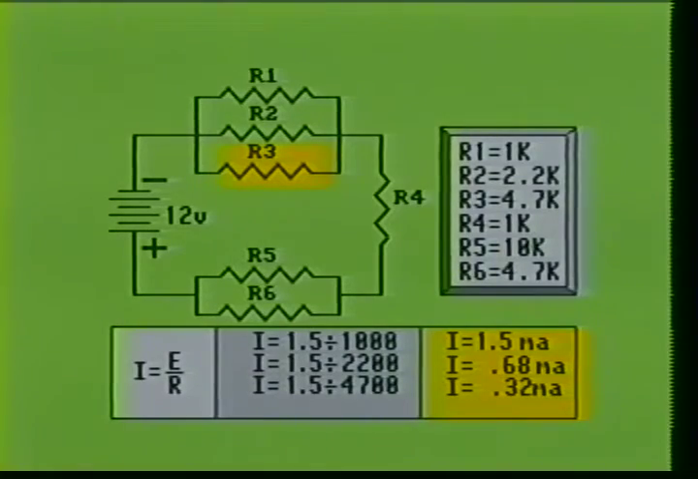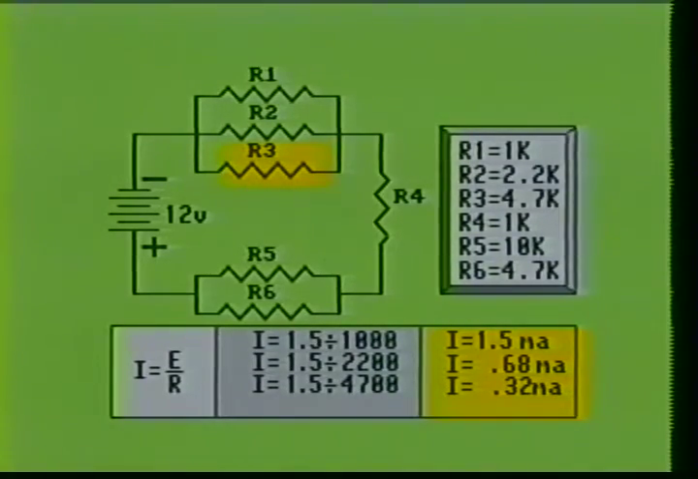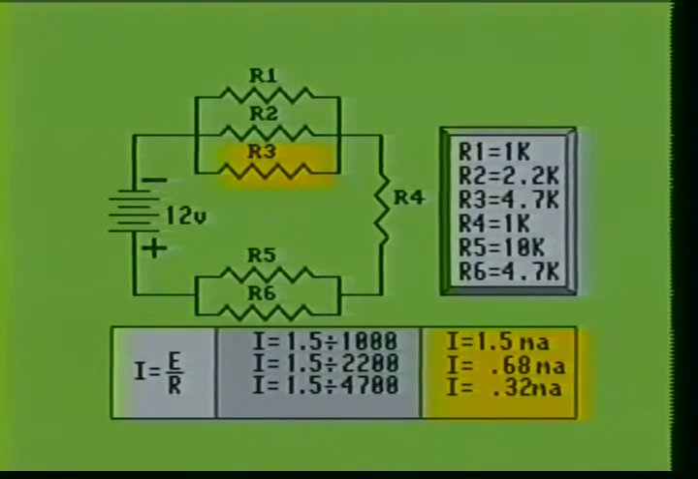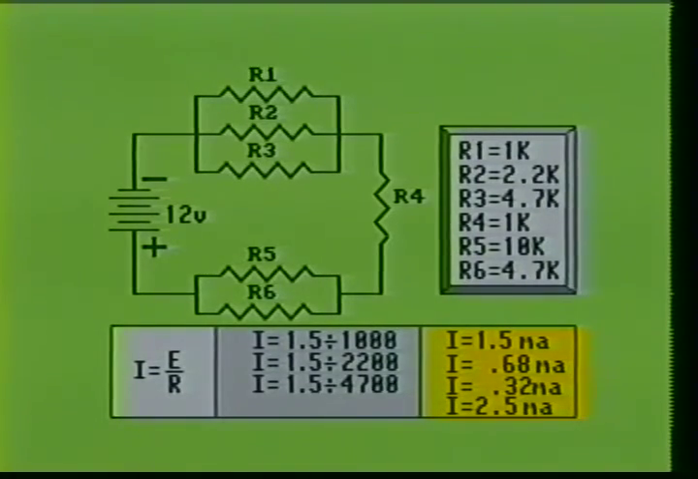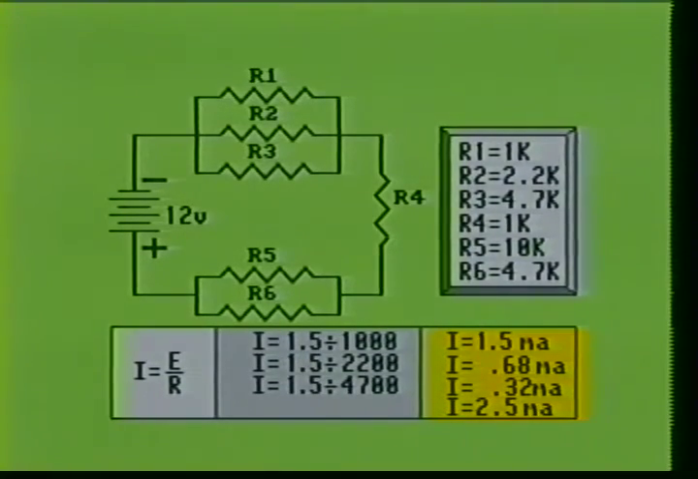When we divide the voltage drop across R3 by the resistance of R3, we find that R3 is passing 0.32 milliamps through it. Since we have 2.5 milliamps flowing in the junction of R1, R2, and R3, we must also have 2.5 milliamps flowing out. When we add the three currents together, we get the sum of 2.5 milliamps, which is the amount that flowed into the junction.